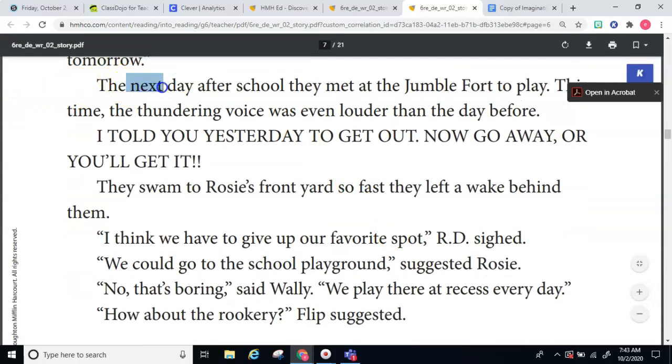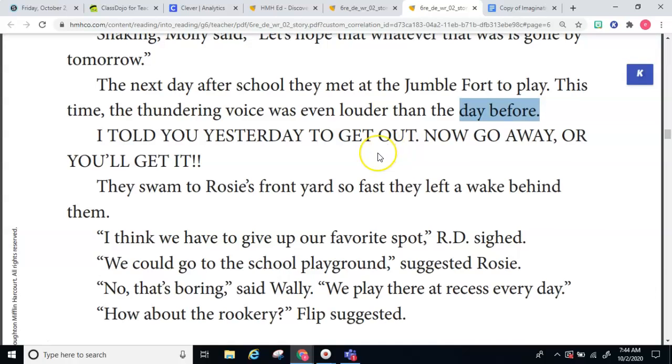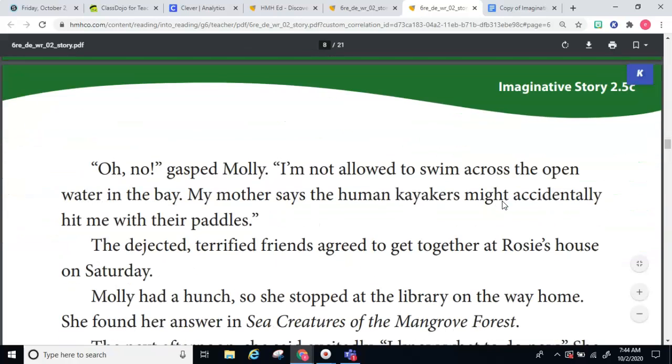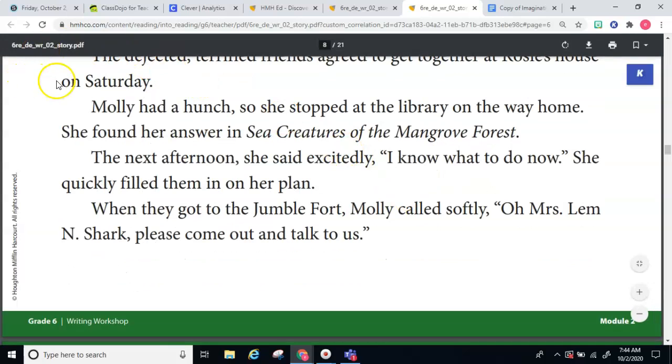The next day, right, we're using our sequence word. They go back to the Jumble Fort to play, right? And then again, the thundering voice was even louder than the day before. Still using our sequence words. We know that they're talking about the previous day. Someone is still yelling at them. They're talking about how they might have to give up their favorite spot and just go to the playground or another place. Right? Then, so we know that they went to school the past 2 days, and now it's on Saturday, still going in the same chronological order.